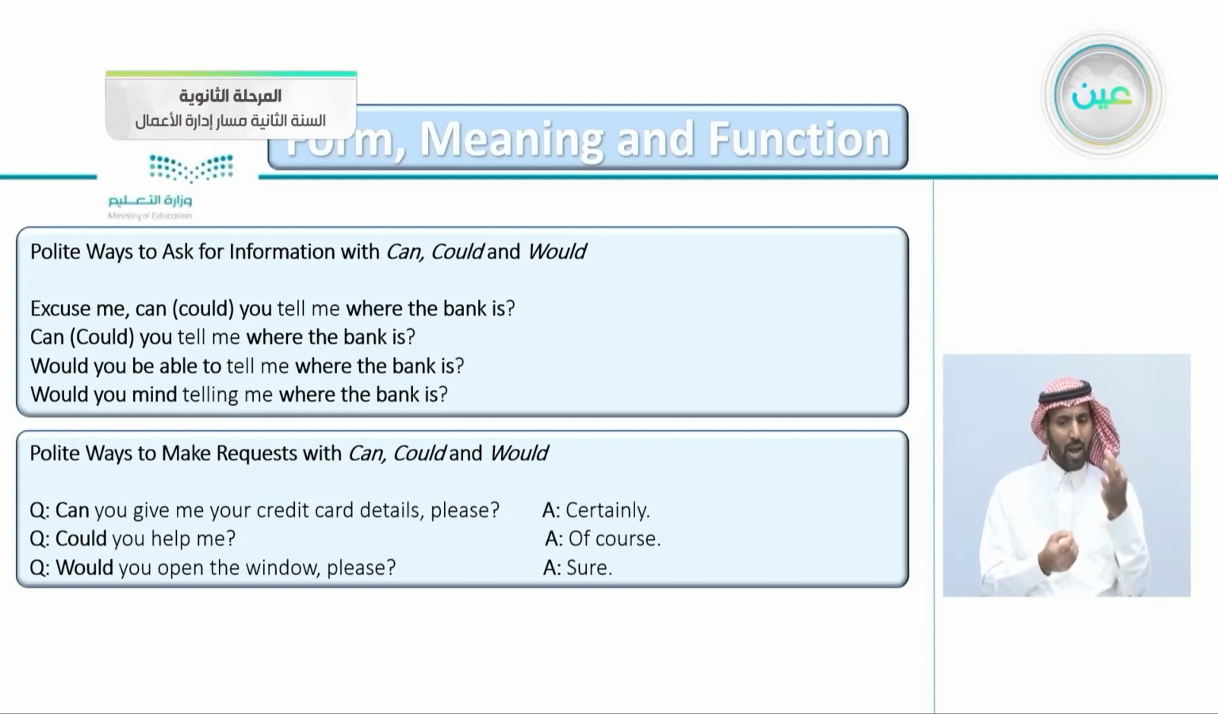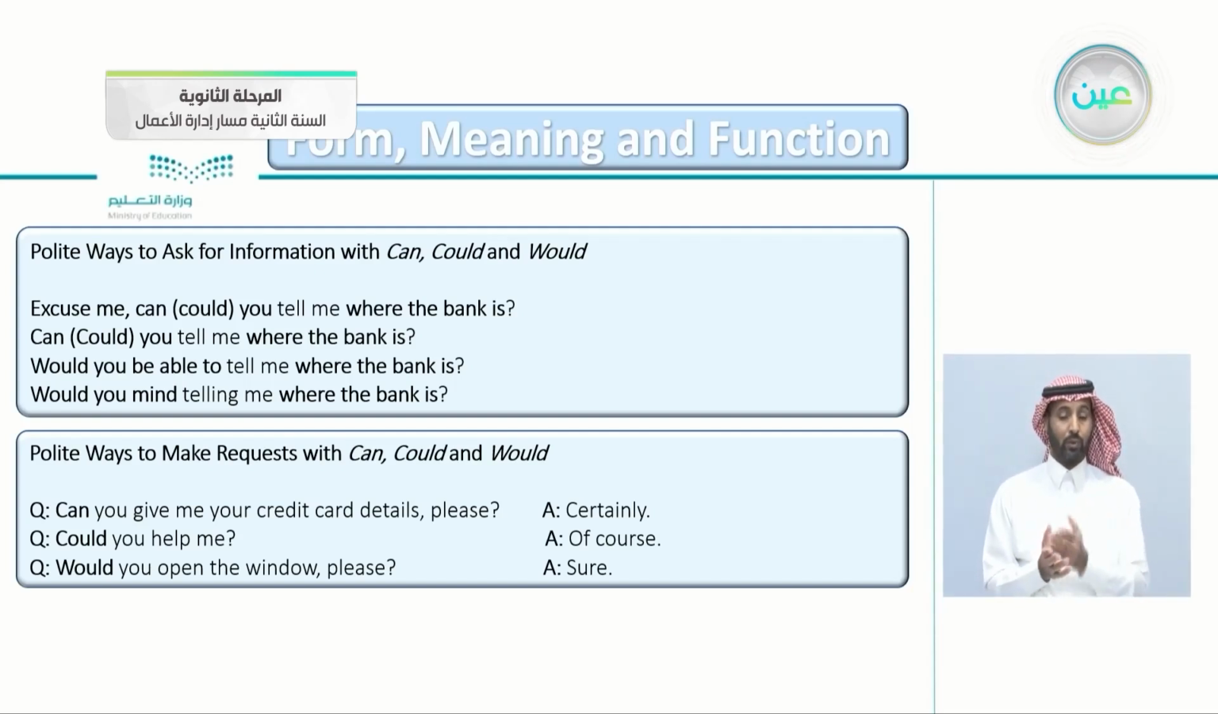The second question: can or could you tell me where the bank is? Next one is, would you be able to tell me where the bank is? And the last one, would you mind telling me where the bank is? So these are some polite ways to ask for information.